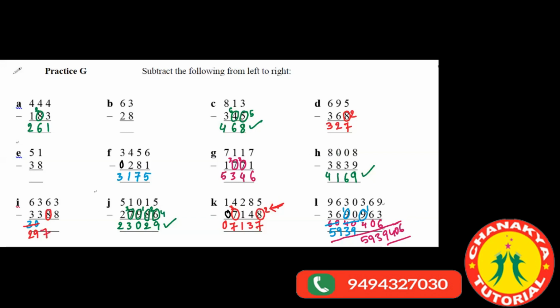7. Okay. Then 3, wait, okay. The complementary of 8 is 2, so it will be 5. 5. Good.